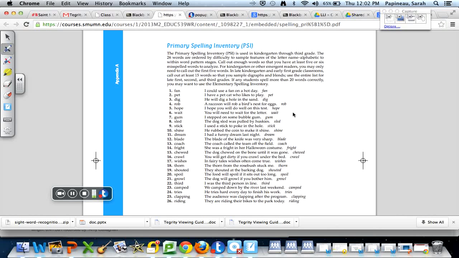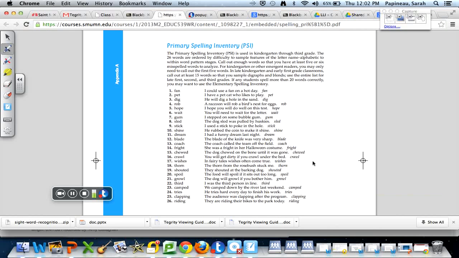And then in the later stages, you're going to call out at least 15 words so that you can sample some of the digraphs and blends that are used within those words. And then, of course, you can do the entire list depending on your student's stamina too, and obviously how they're spelling.